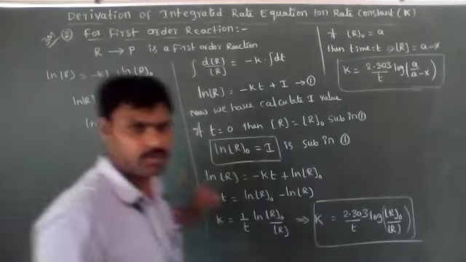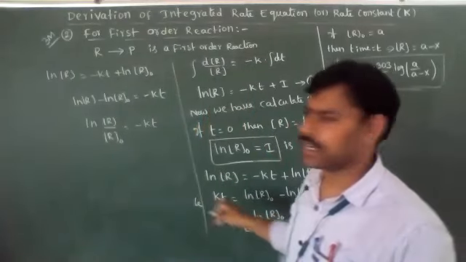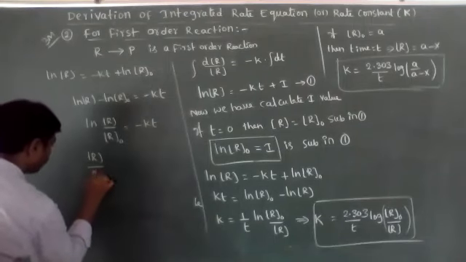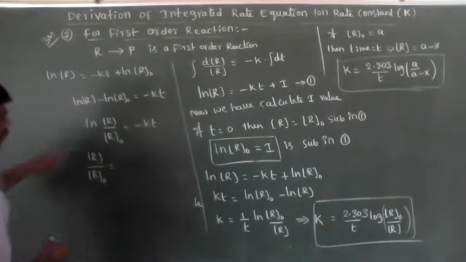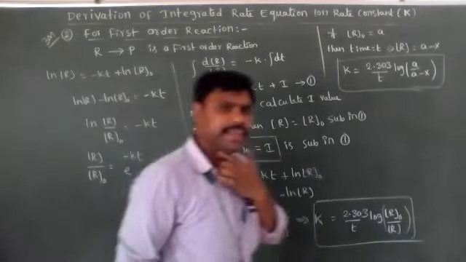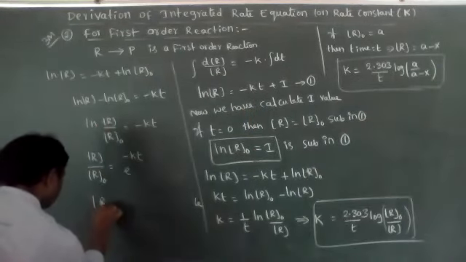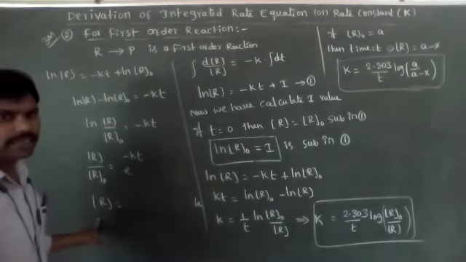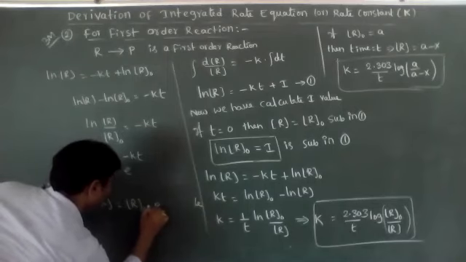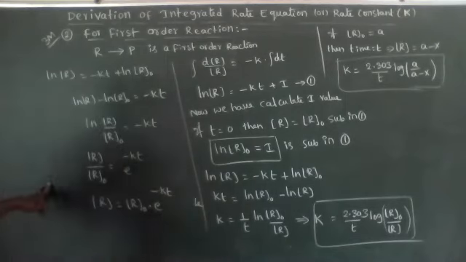If you want to remove this ln, ln means base e, and log means base 10. Removing ln, R by R naught equals e to the power of minus kt. Okay, dear students, now R, the final concentration of reactant, equals R naught into e to the power of minus kt.